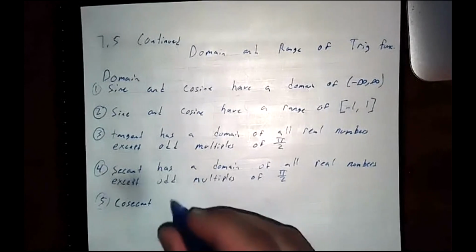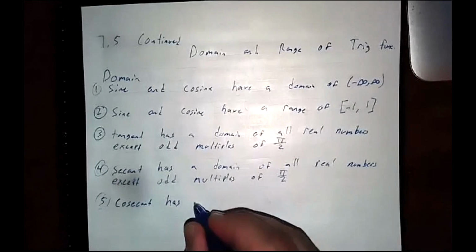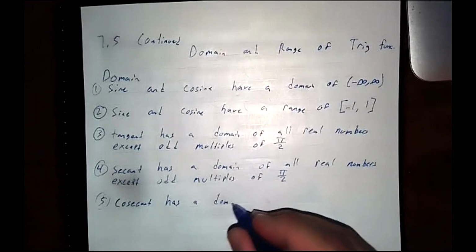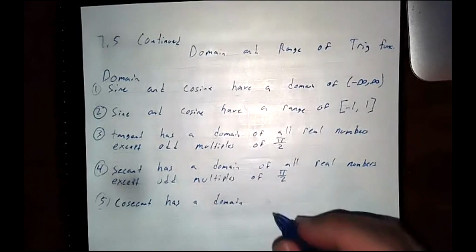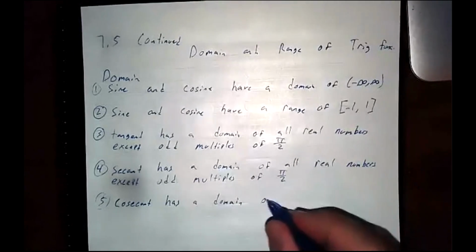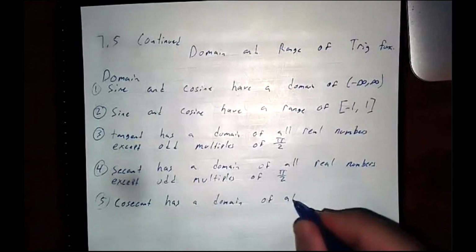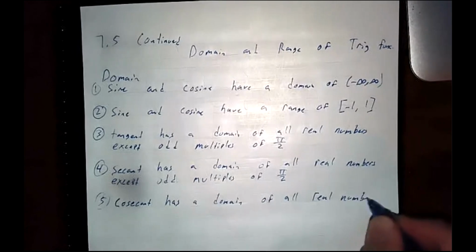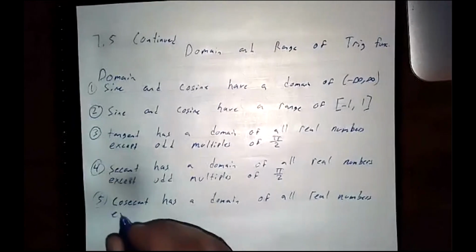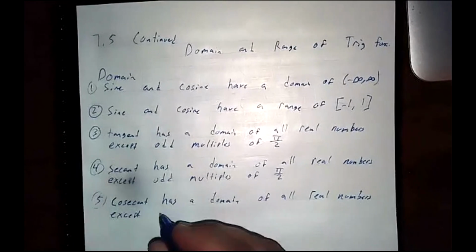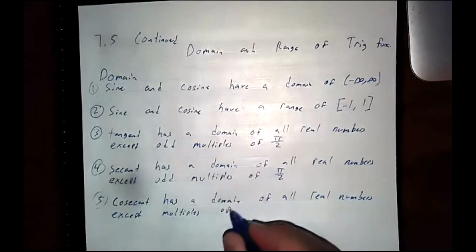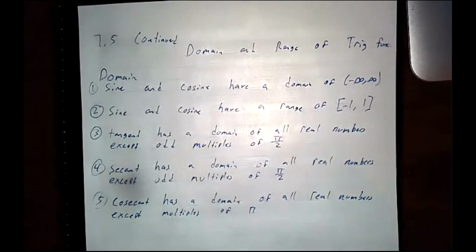Cosecant has a domain of all real numbers except multiples of pi. All right.